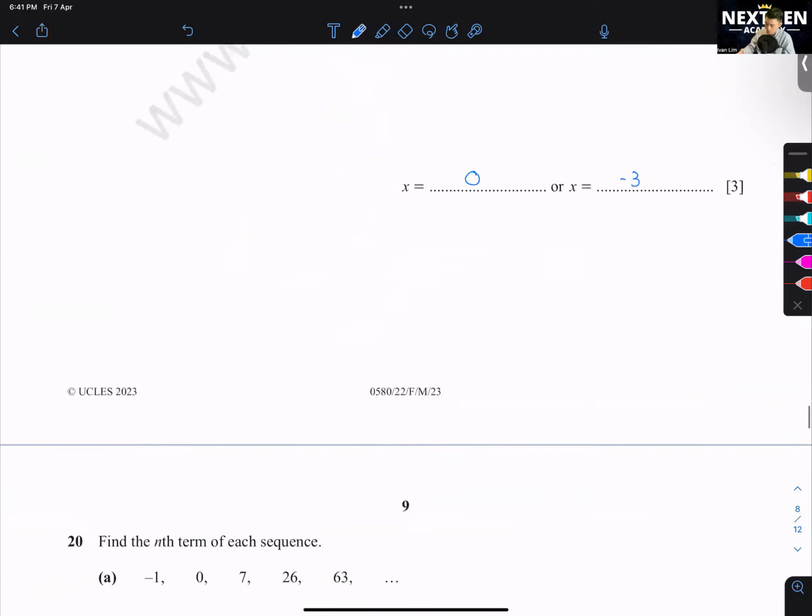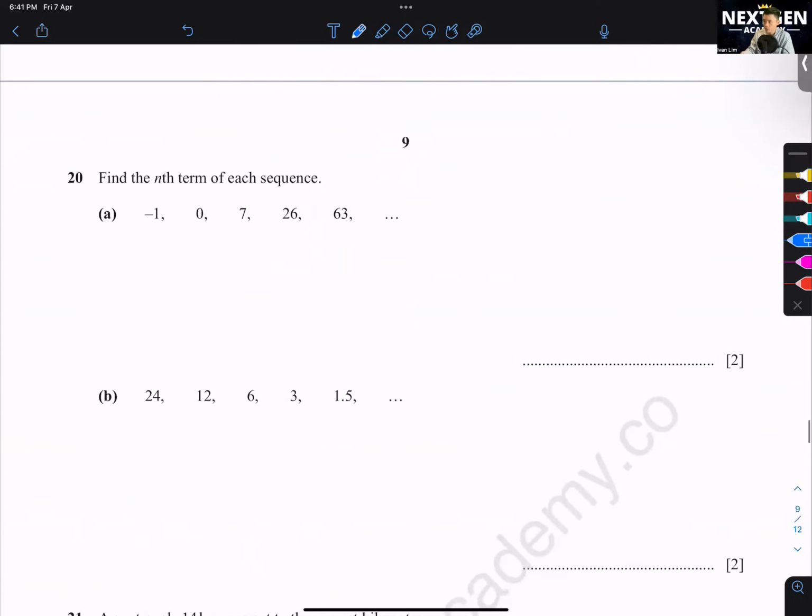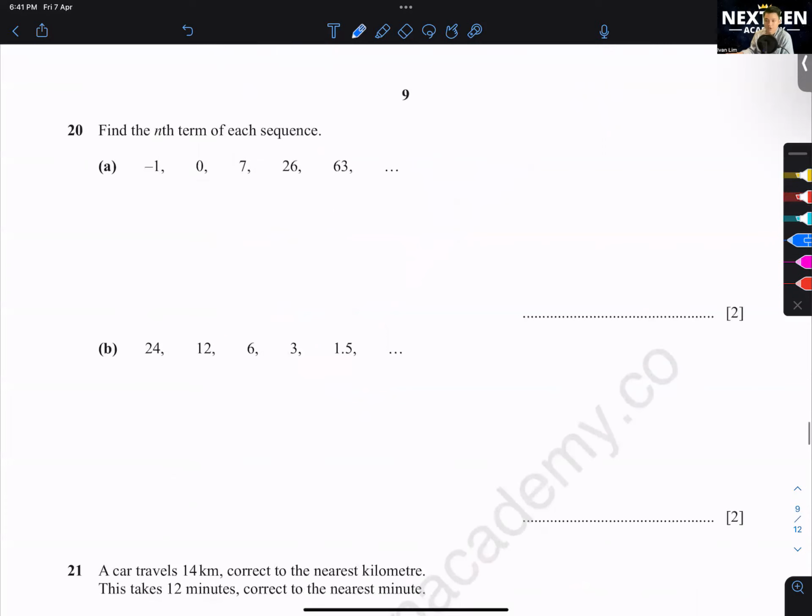Okay, next one. This is question 20A. Before I help you all, I give you 2 minutes to figure this out. Okay, 2 minutes. Okay, anyone got the answer? Just type in the chat. Okay, Ketiga knows already. Okay, anyone can figure this out?